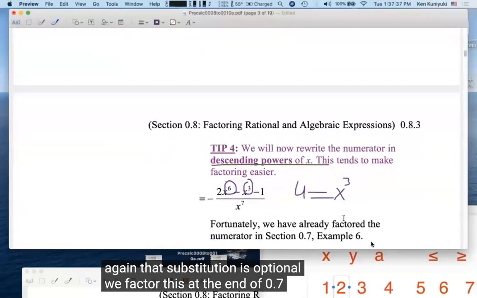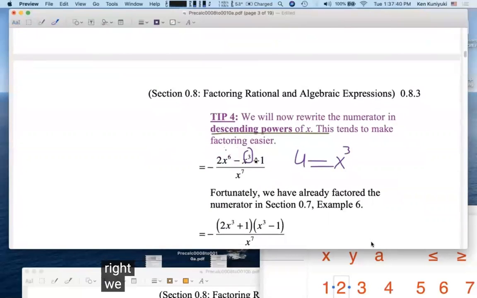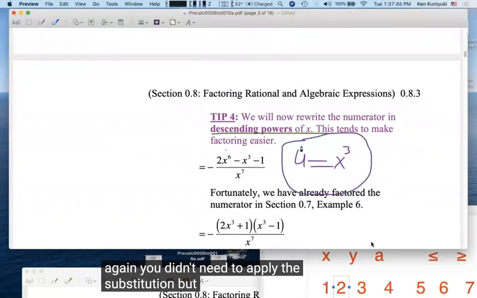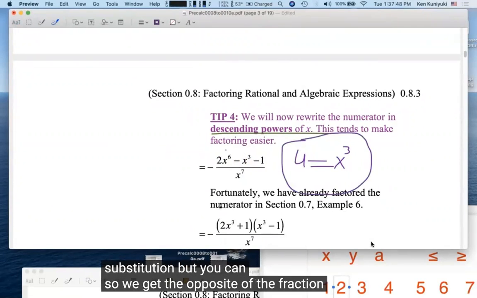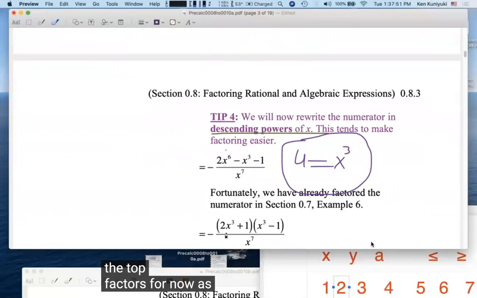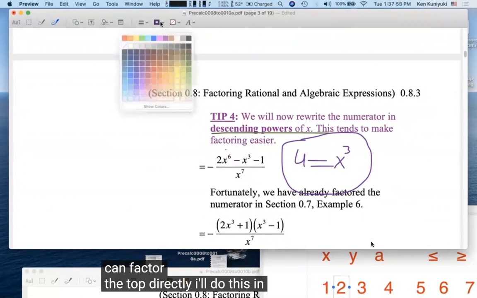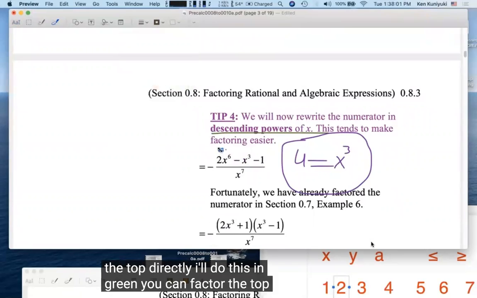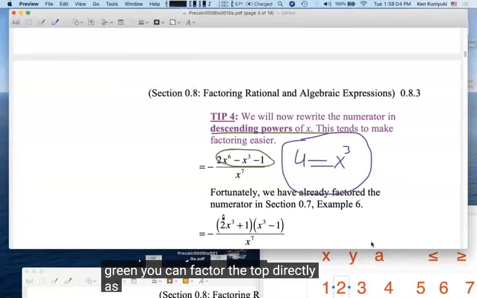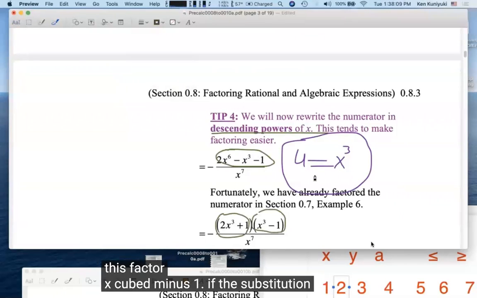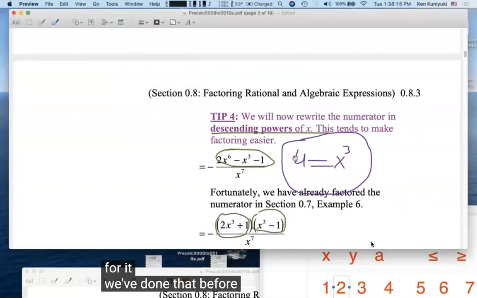We factor this at the end of 0.7, right? We started by noticing that the top can factor like so. Again, you didn't need to apply the substitution, but you can. So we get the opposite of the fraction. The top factors for now as the factor 2x cubed plus 1 times the factor x cubed minus 1. You can factor the top directly as this factor, 2x cubed plus 1, times this factor, x cubed minus 1. If the substitution here helps factoring this thing as a QD in u, go for it. We've done that before in section 0.7.